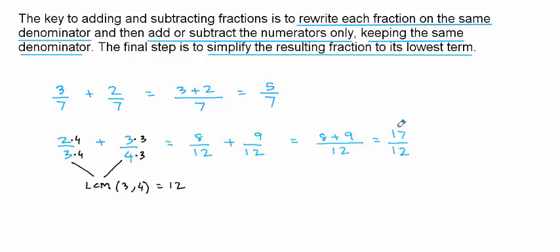This is an improper fraction or a top-heavy fraction, so feel free to change it to a mixed number if you want to. 12 times 1 is 12, and therefore the remainder is 5 when 17 is divided by 12. So this is going to be 1 and 5/12. Let's have another one.